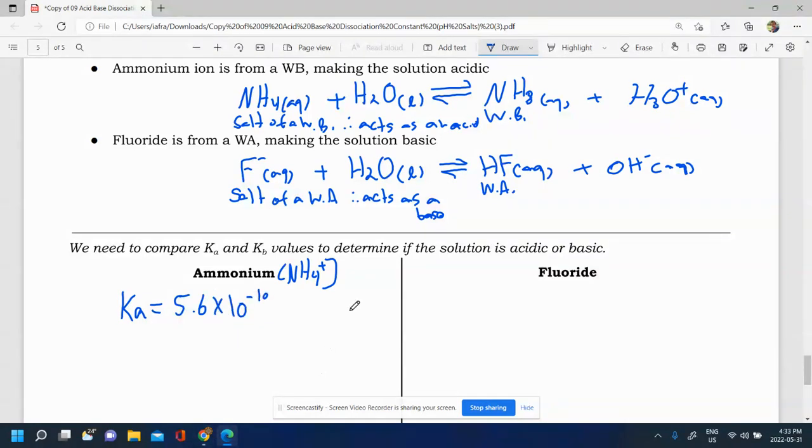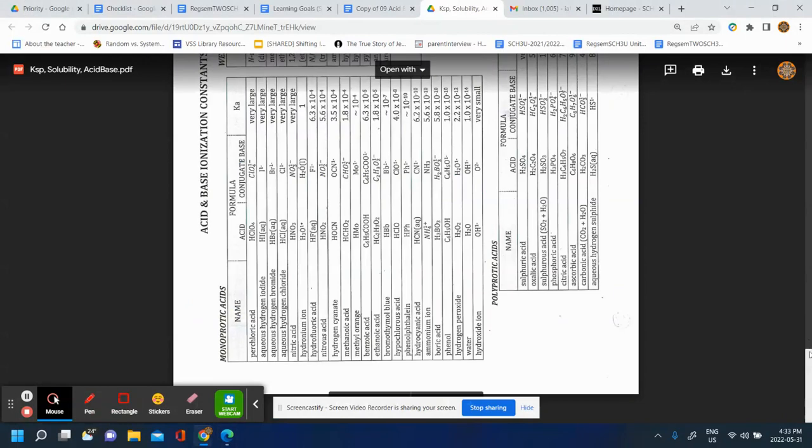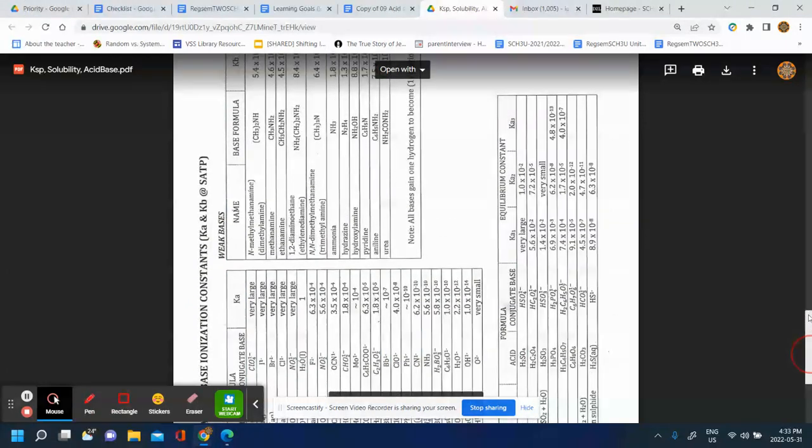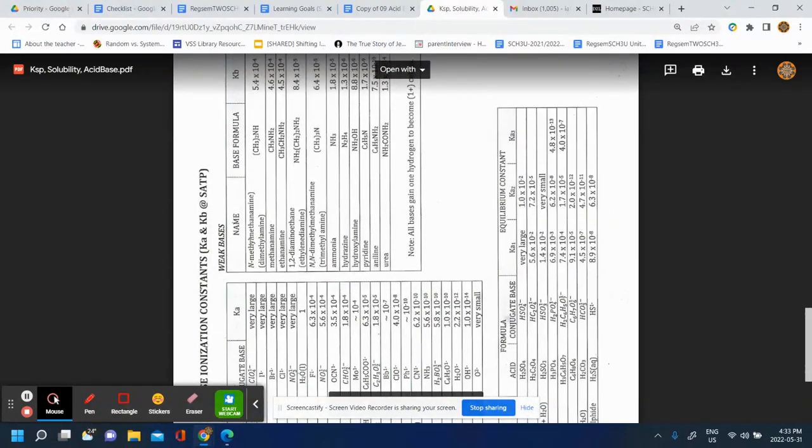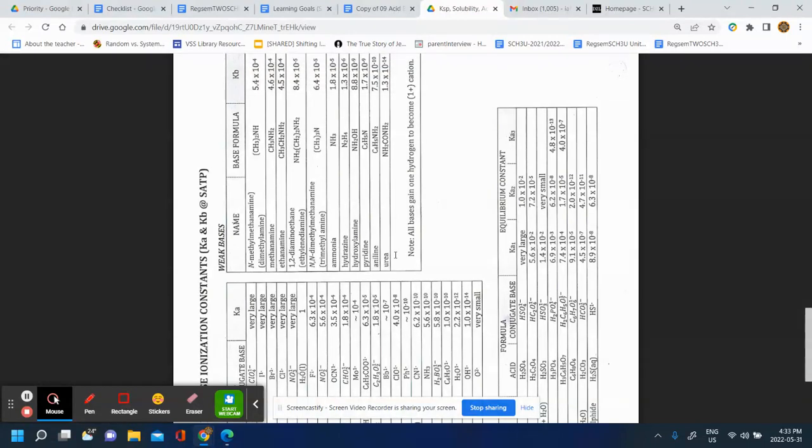Now we need the Kb of fluoride because fluoride is acting as a base, so we know we're looking for the Kb here. How do I know it's acting as a base? Because in our equation we saw fluoride is producing some OH-. So we're looking for Kb. So I have to go in my table to find the base fluoride. But if you look carefully, you don't see fluoride.